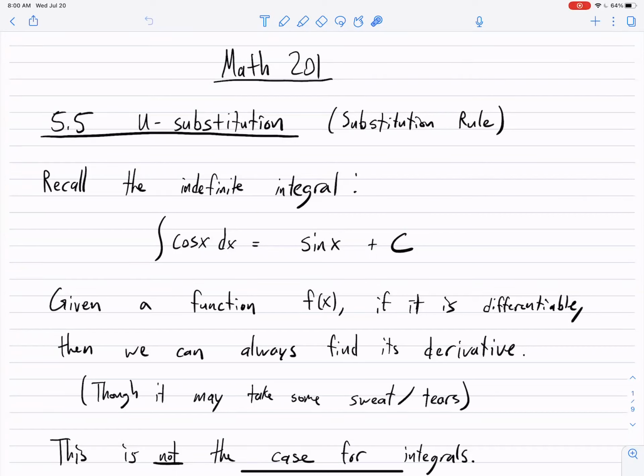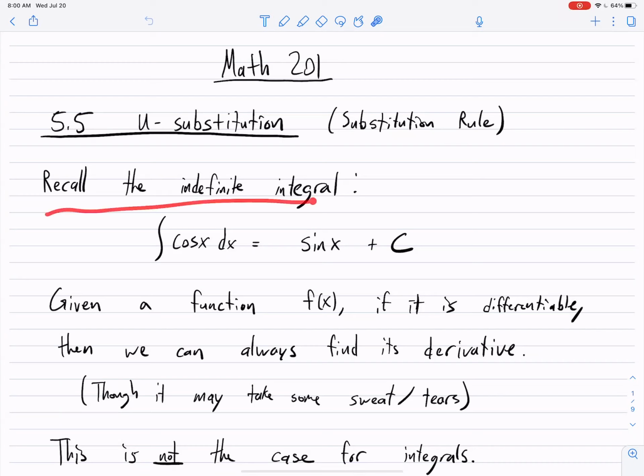This last section is called the U-substitution or the substitution rule, and it is an integration technique that you'll use to integrate more difficult integrals. And it's one of many if you take Calc 2 or Math 202. So let's talk about it.